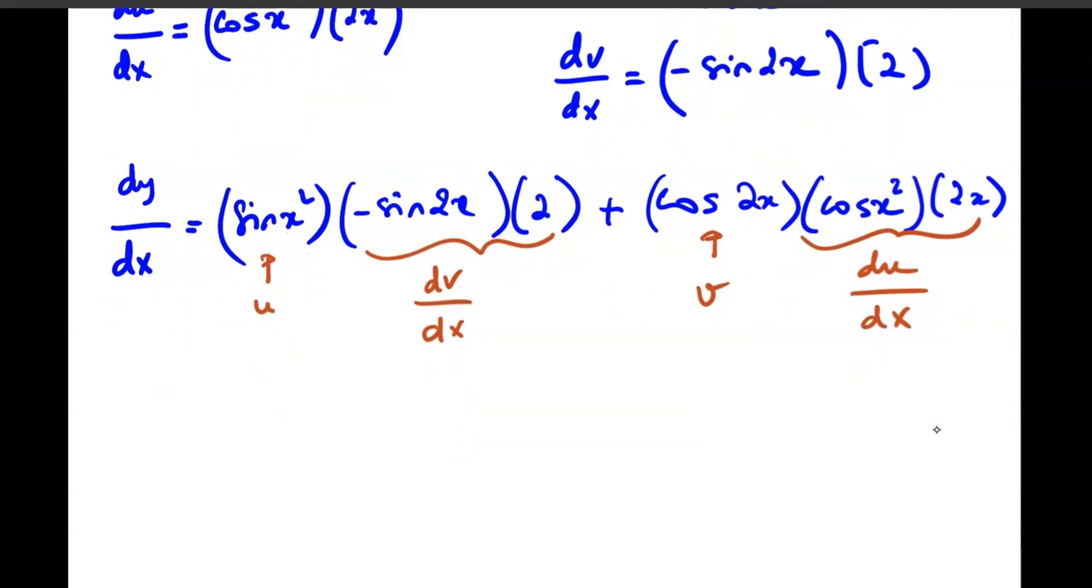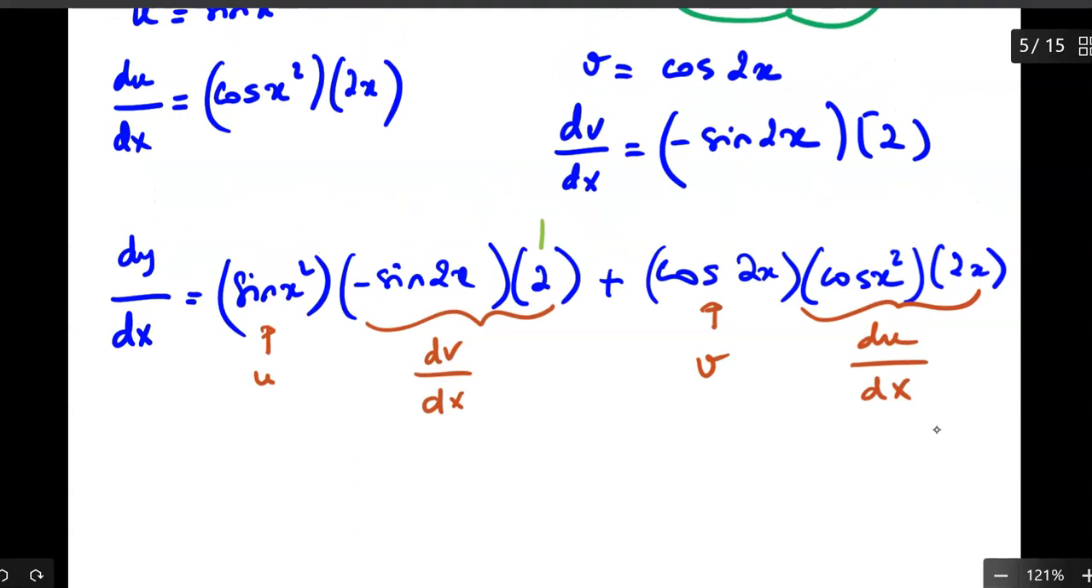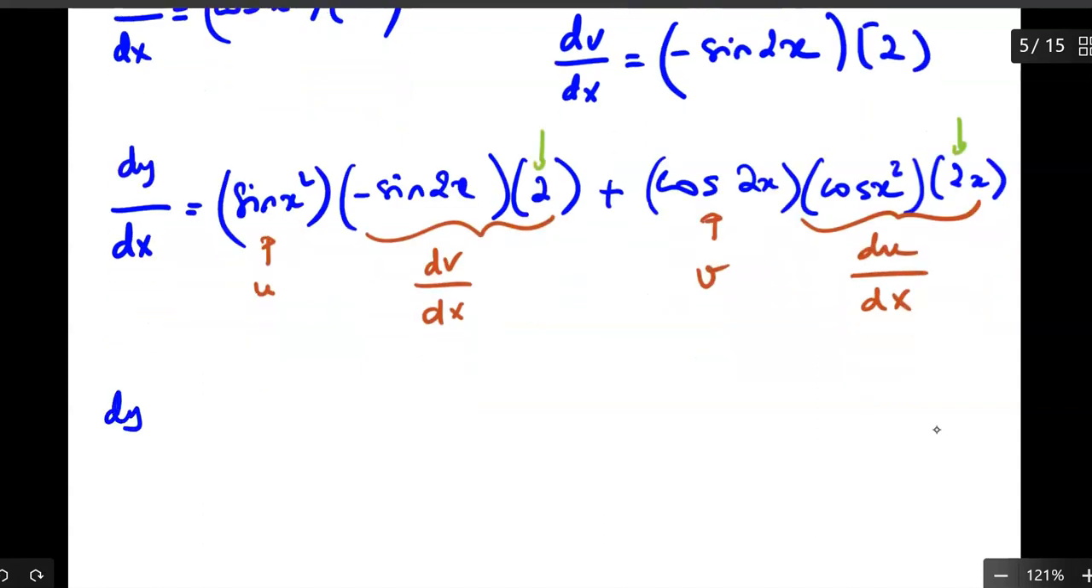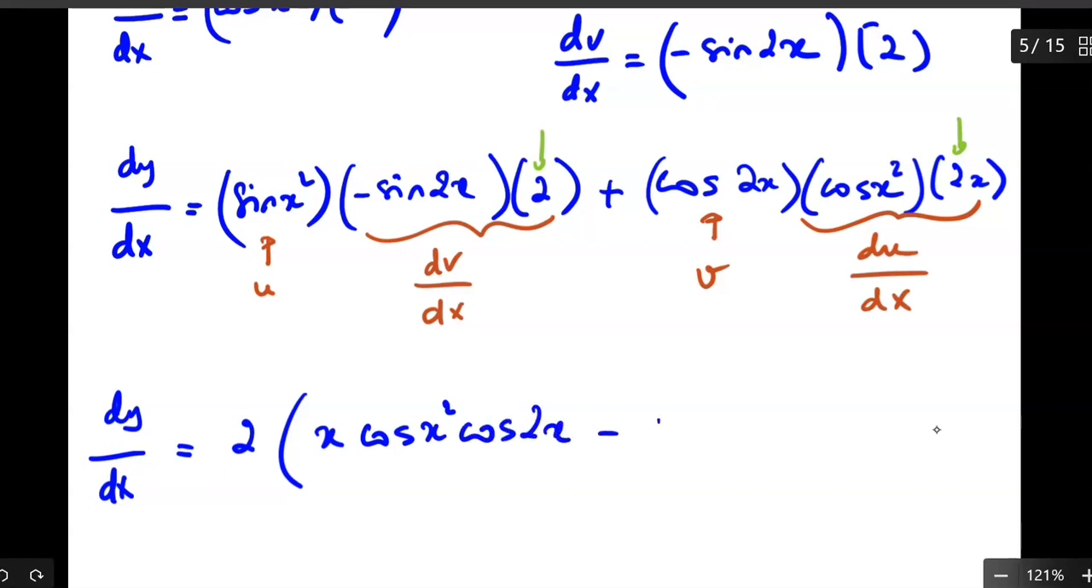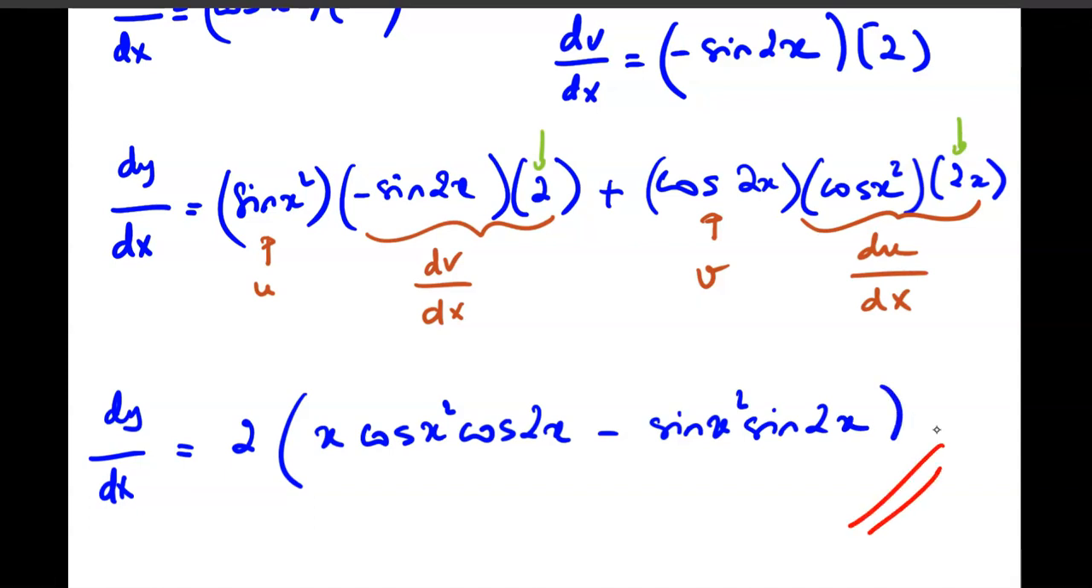When I simplify my answer, I can see that there's a common factor of 2. So I pull out the 2 inside the bracket. I will be left with x times cos of x squared times cos of 2x, subtract sine of x squared times sine of 2x. And we just leave our answer like this. We don't need to use any trig identity to simplify any further.